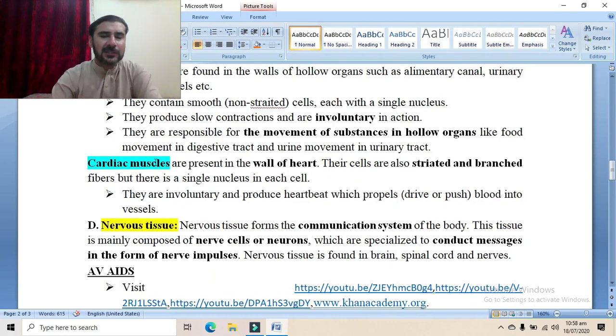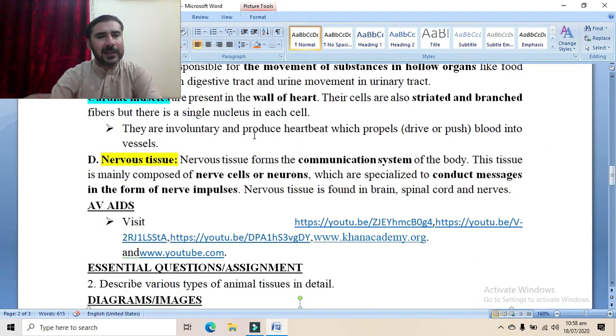Now cardiac muscle is the third type of muscles, and one of the most important types of muscles, because it is found in the walls of the heart, and the heart is one of the most important organs along with the brain. So cardiac muscles are present in the wall of the heart. Their cells are also striated. They have strips, and they are branched fibers. They are branched, but there is a single nucleus in each cell. They are involuntary, and they produce the heartbeat which propels blood into the vessels.